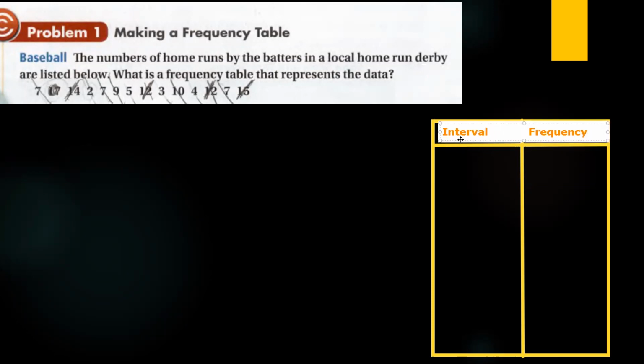Now I want to write the interval. The intervals, as I told you, must have equal size, no gaps, and no overlapping. So to write an interval, the first step, look at the minimum number. Where is the minimum number here? I think 2, is it right? The minimum number is 2.